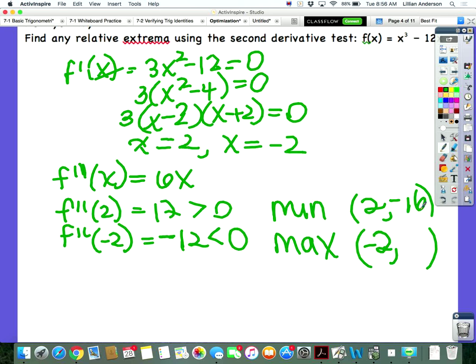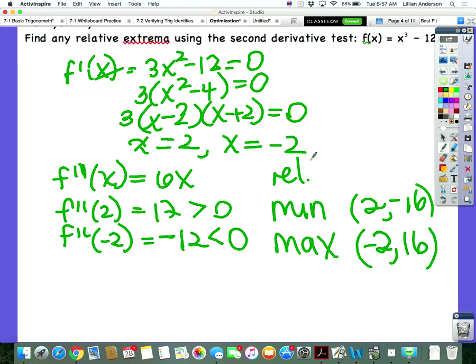Remember, whenever you raise it to an odd power, you are multiplying by itself that number of times. Plug in negative 2, you get what? Positive 16. So here's where your relative, both of these are relative, they're not absolute. They're both a relative min and a relative max.